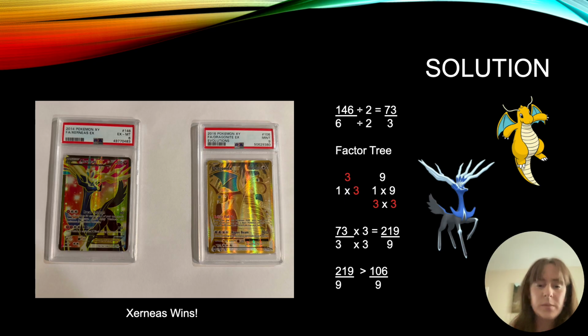So, what's bigger? What do you think? 219 or 106? I know it's right there, but think about it. I used my little cursor to cover over it. Exactly. 219 over 9 is greater than 106 over 9. Now we know who wins.